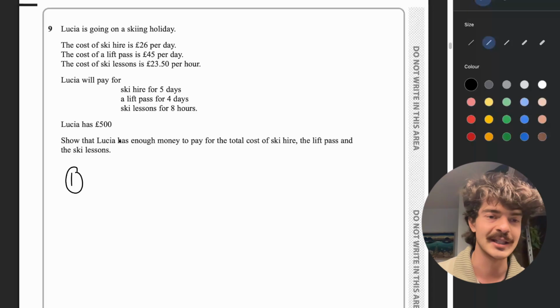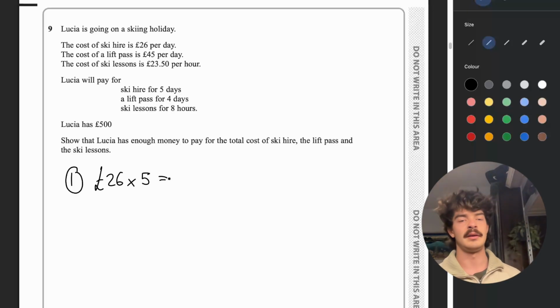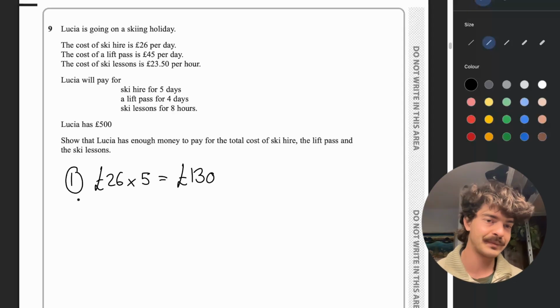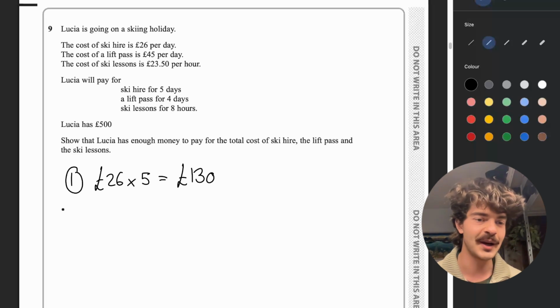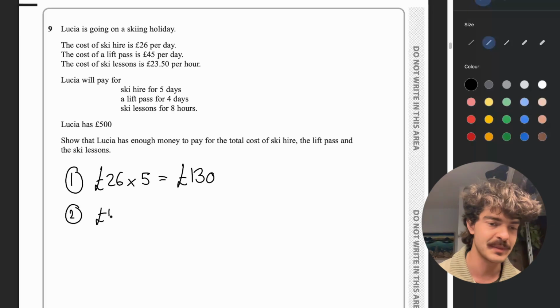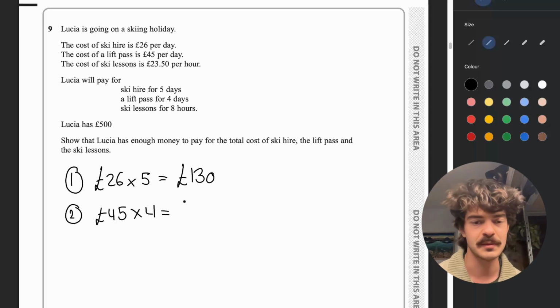So first of all, let's look at the ski hire. Ski hire for 5 days. Well, if it's £26 for one and we're doing it for 5, we're just going to multiply those together. Cool. Not going to worry about getting this wrong, but yes, 130. Then onto the lift pass. So this is the second one. So a lift pass per day is £45 and we want it for 4 days. So 45 times 4, it's going to be 180.